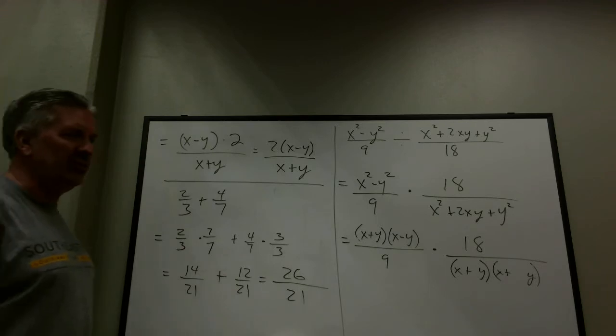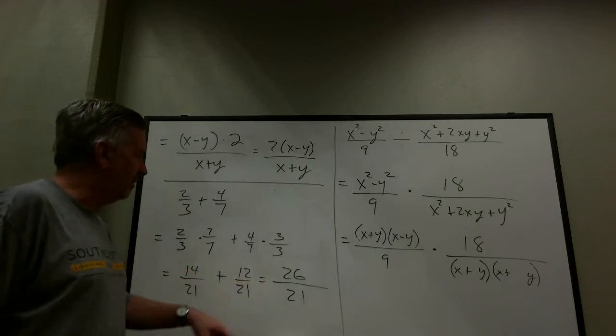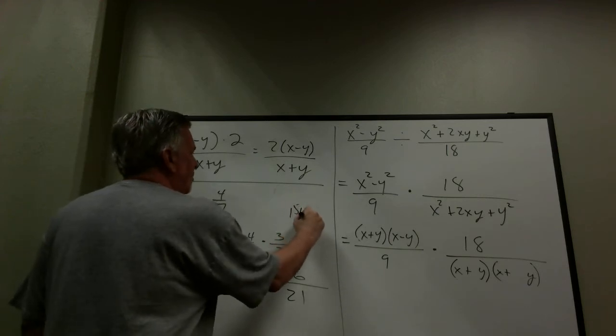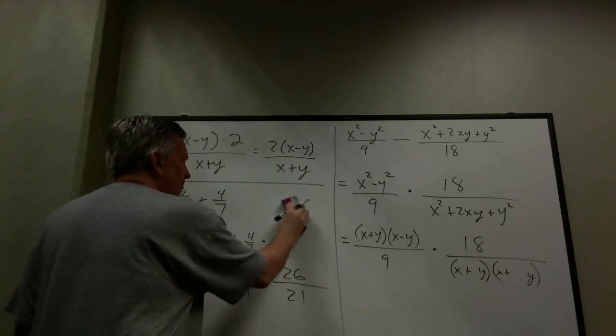And we don't do mixed numerals anymore. Don't write, what is that? 1 and 5/21. Okay, we're not in first grade anymore. Don't do that.